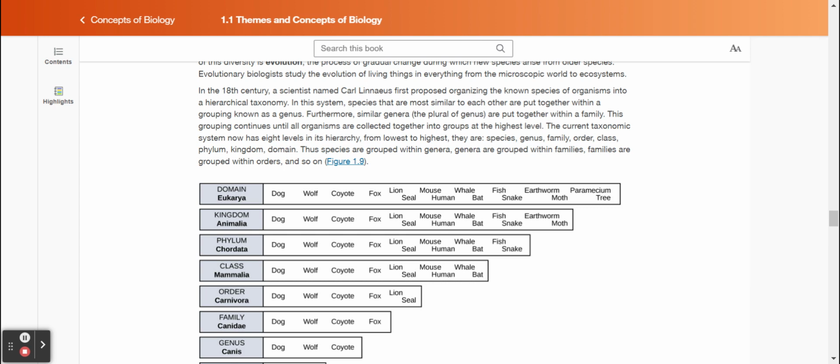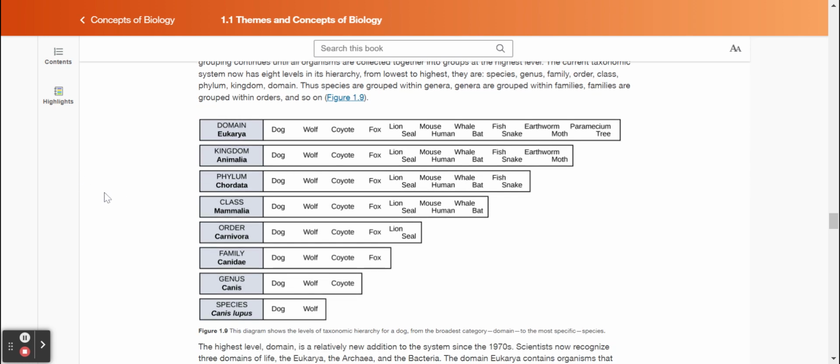The current taxonomic system now has 8 levels in its hierarchy. From lowest to highest, they are species, genus, family, order, class, phylum, kingdom, and domain. Thus, species are grouped within genera, genera are grouped within families, families are grouped within orders, and so on. Figure 1.9. This diagram shows the levels of taxonomic hierarchy for a dog, from the broadest category, domain, to the most specific, species.